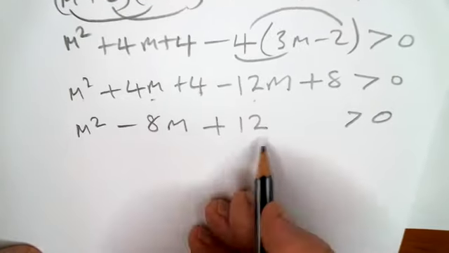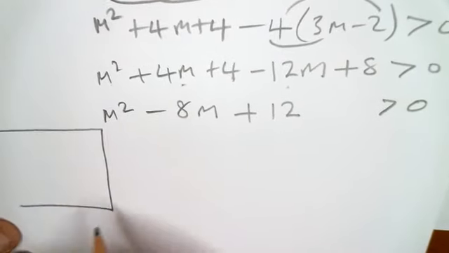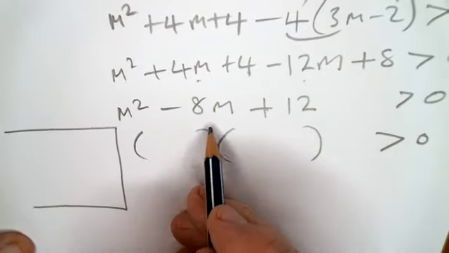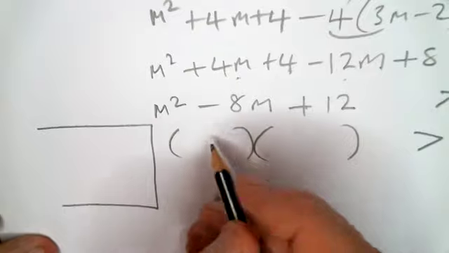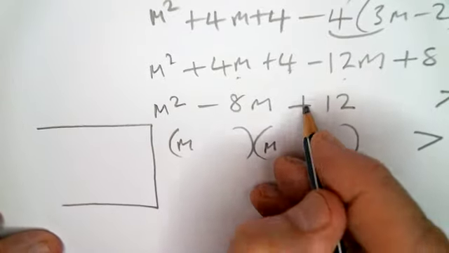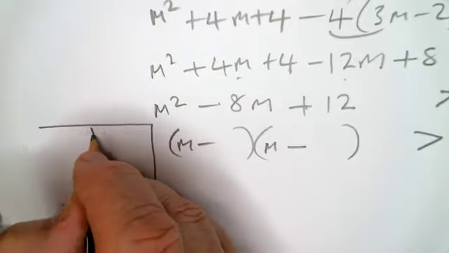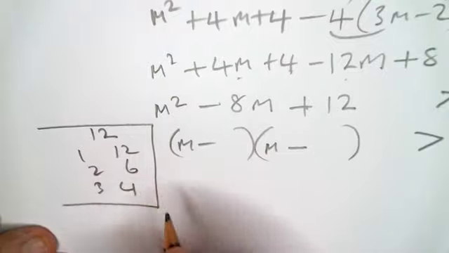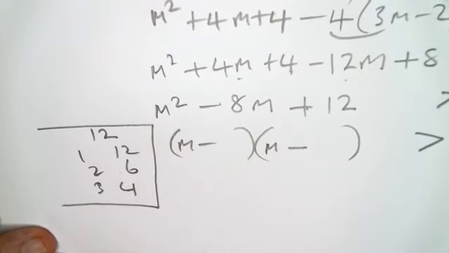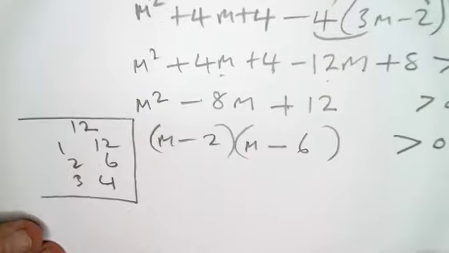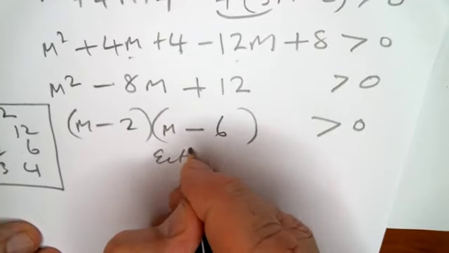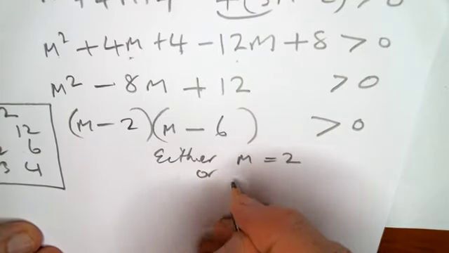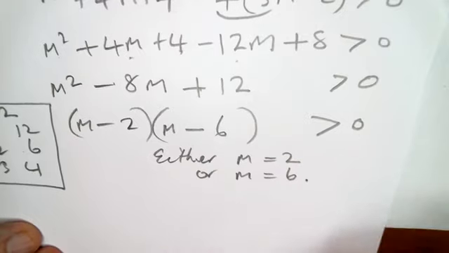All right, so I'm looking for factors of 12. The signs are going to be the same, and they're going to add to 8. Since the middle term is negative, the signs are both negative. Looking at factors of 12, a 2 and a 6 is going to work rather well here, because 2 and 6 is 8. So these are my critical values: m is equal to 2, or m is equal to 6.